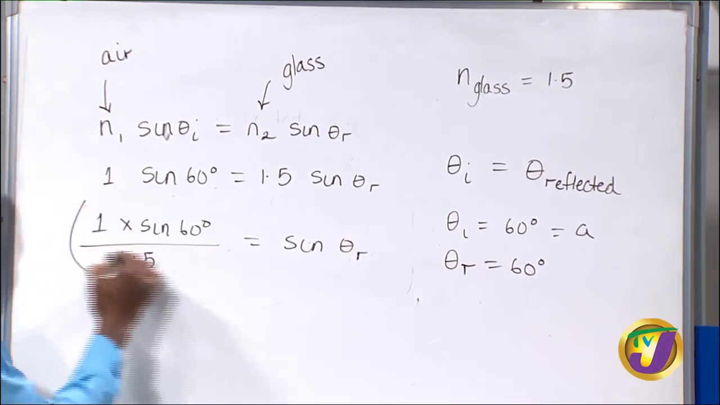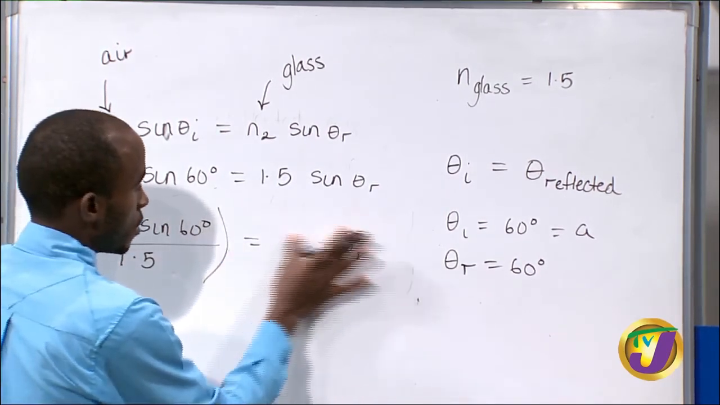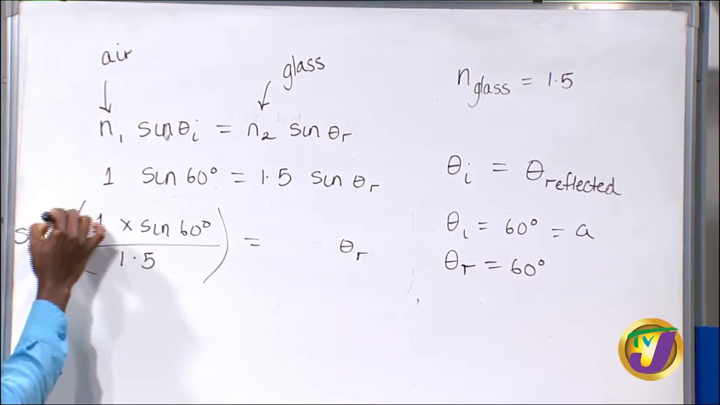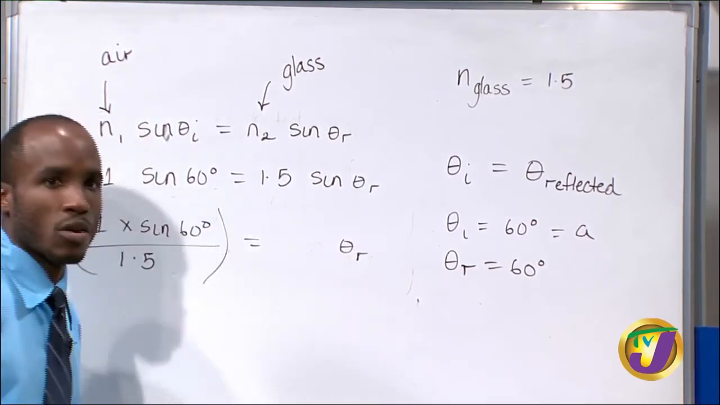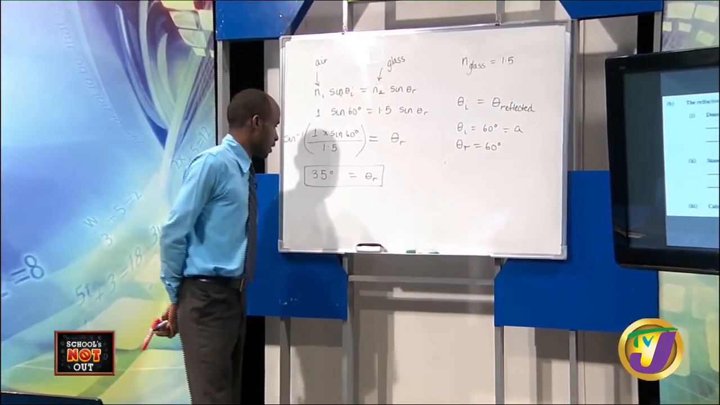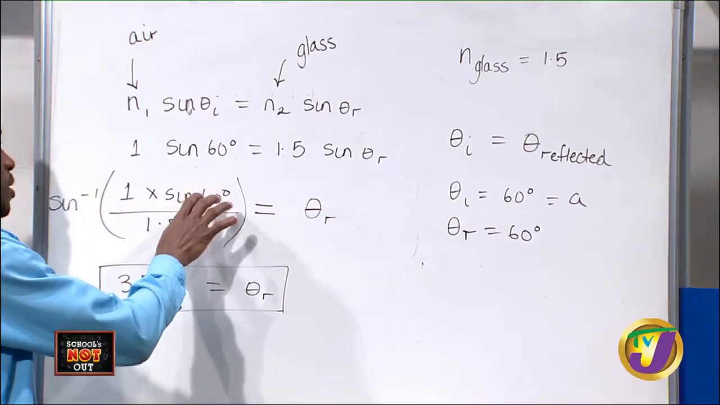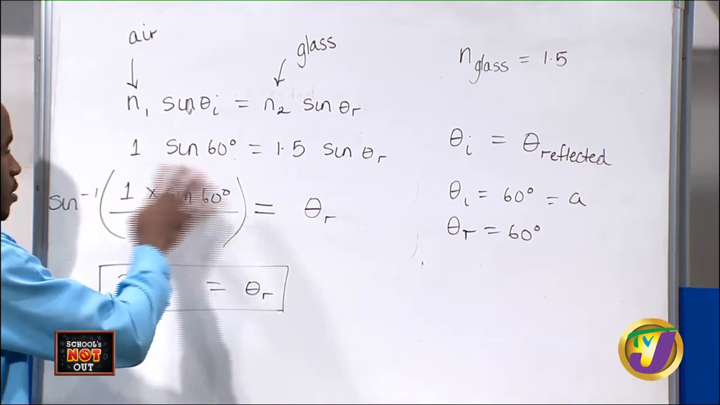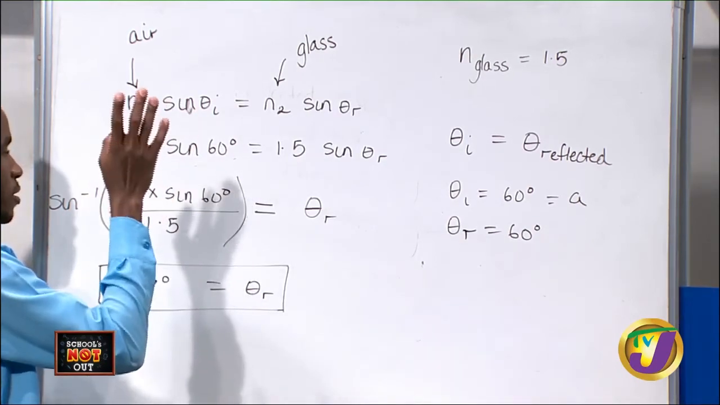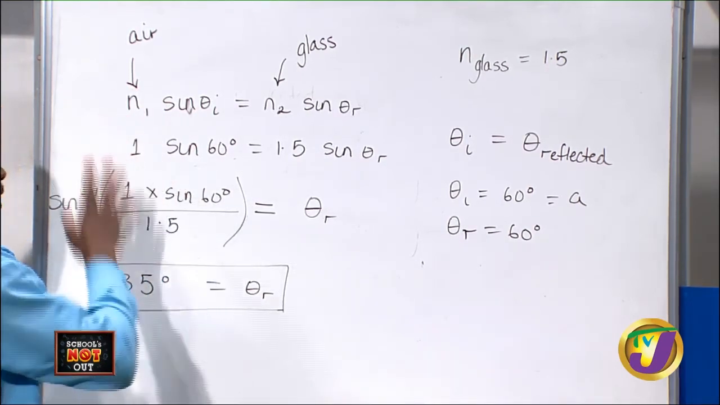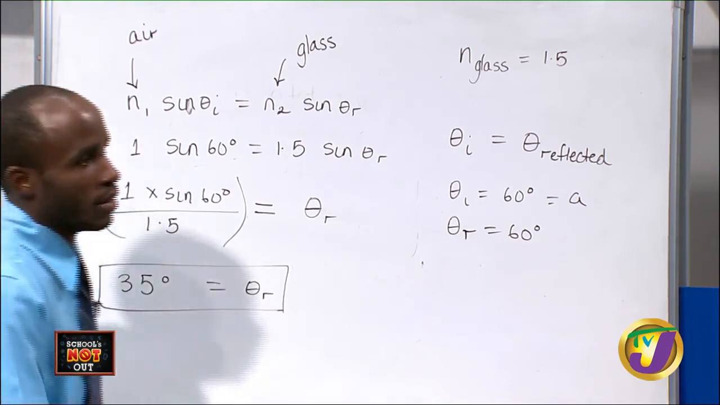And then of course, to get rid of this, we'd have to take the sine inverse, and we get the angle for theta R. And I found the answer to be 35 degrees. So essentially, this would work out to be about 0.866 times 1, that's the same 0.866. That divided by 1.5, sine inverse of that, gives us 35 degrees.